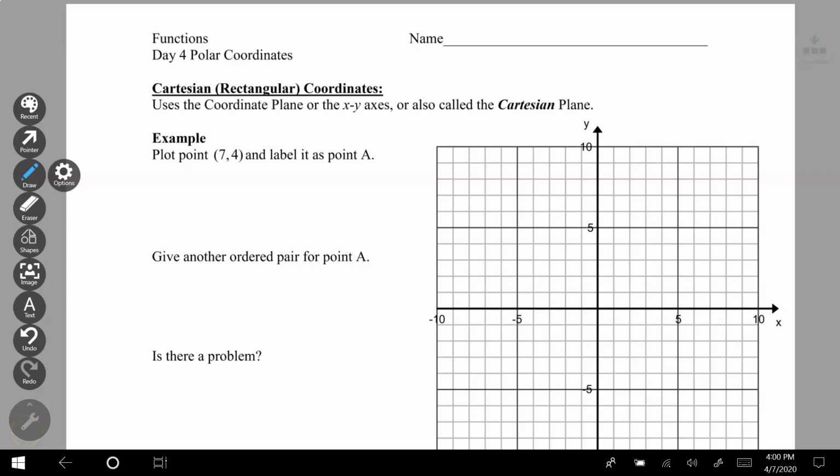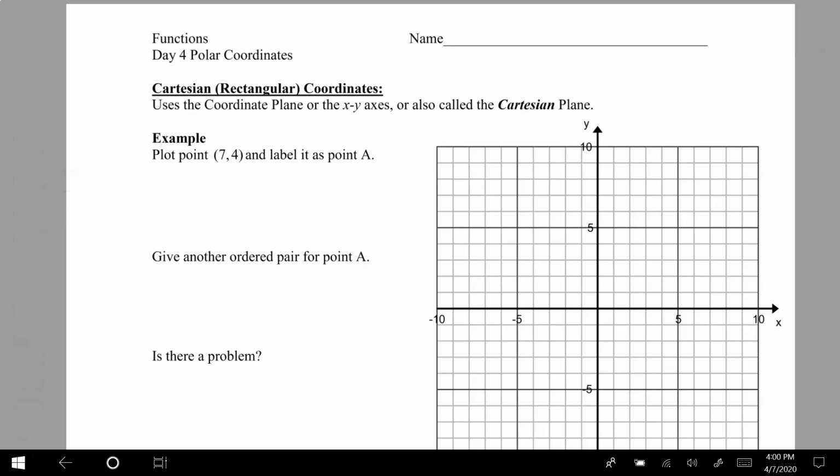Okay, welcome to day 4 of Unit 7. We've been working on vectors for the first 3 days. Today we're doing something new called polar coordinates, but it is connected to vectors.